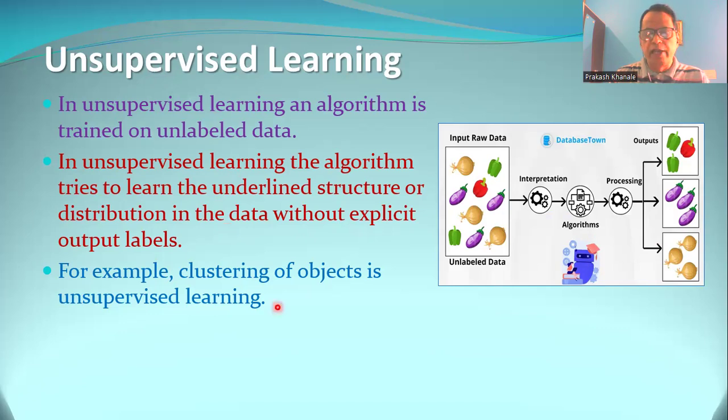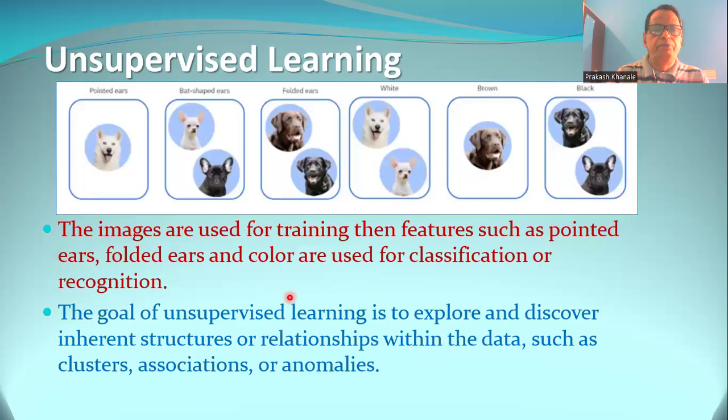So as shown in this diagram, we can say that whenever we want to cluster the objects, whenever we want to classify the objects into different categories, then that can be done with unsupervised machine learning.